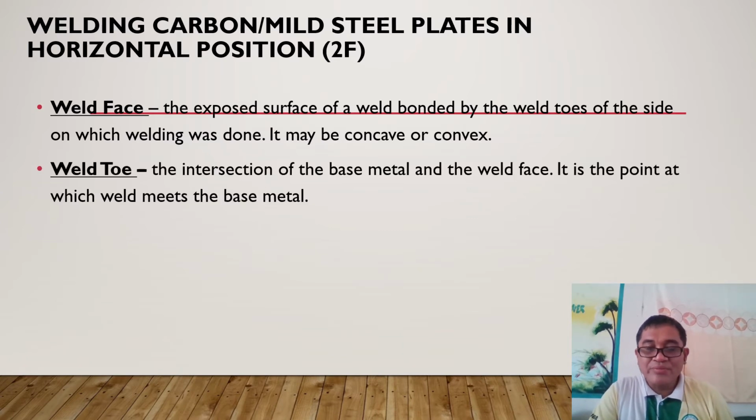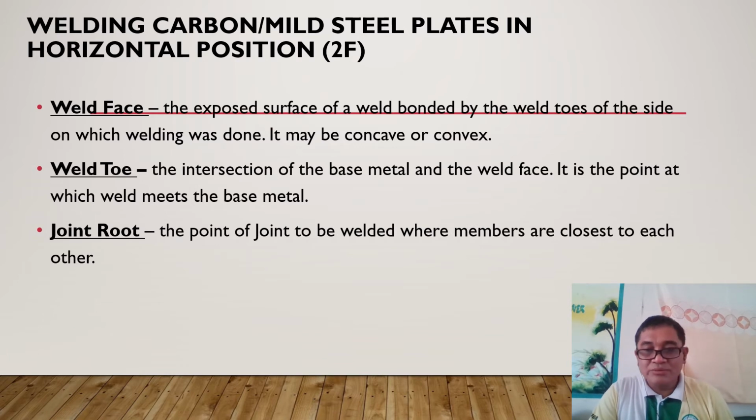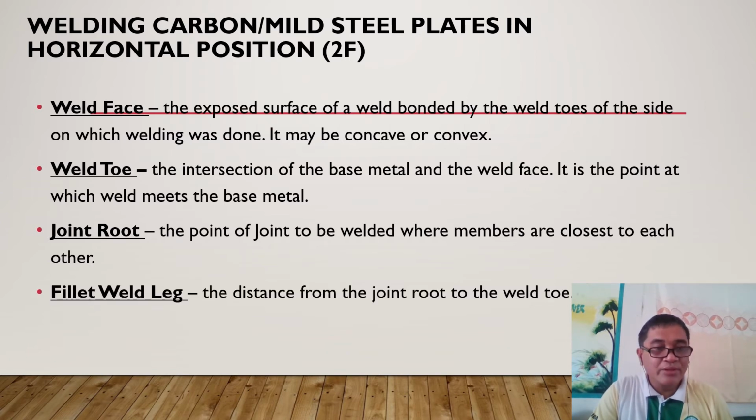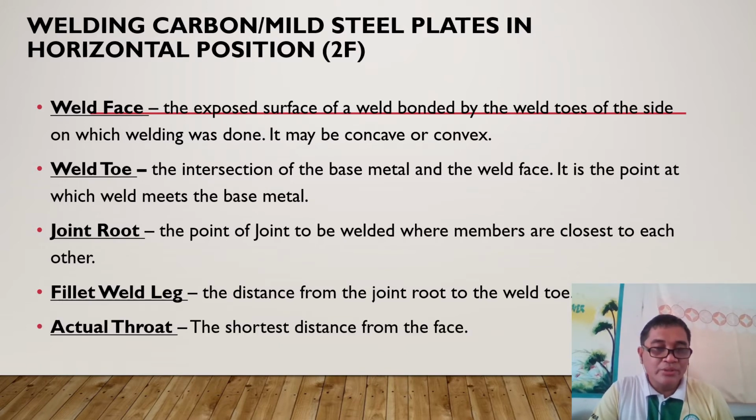The weld toe is the intersection of the base metal and the weld face. It is the point at which the weld meets the base metal. The base metal is the one on the ground, the horizontal one, what we call the base metal. The next one is the joint root, the point of the joint to be welded where members are closest to each other. And we have the fillet weld leg, the distance from the joint root to the weld toe. And the last one is the actual throat, the shortest distance from the face.